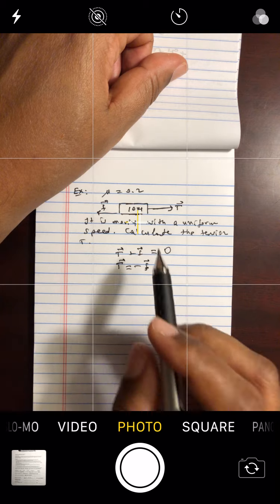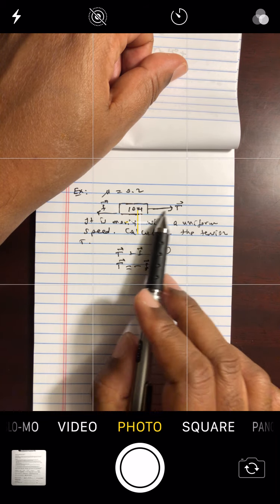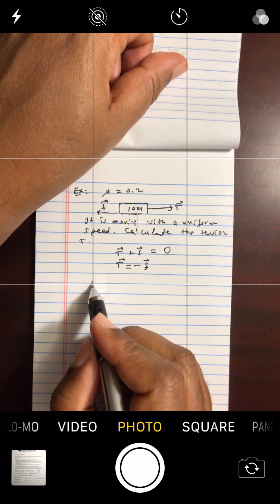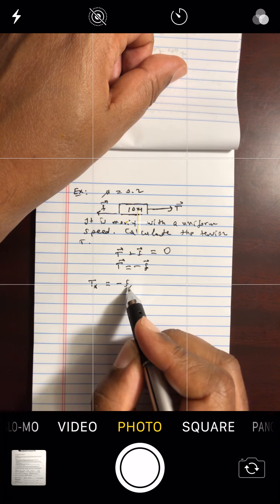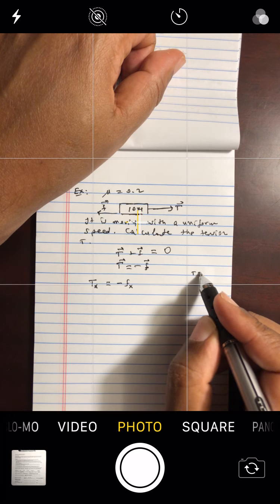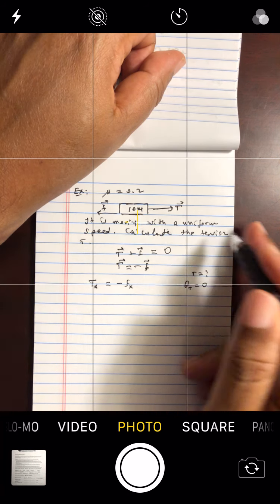Now, these forces do not have vertical components. We have only x components. So if you use the component form, we have Tx equals negative Fx. What do you know about tension? Well, we don't know its magnitude, but we know its direction. Its direction is 0, it's going east.